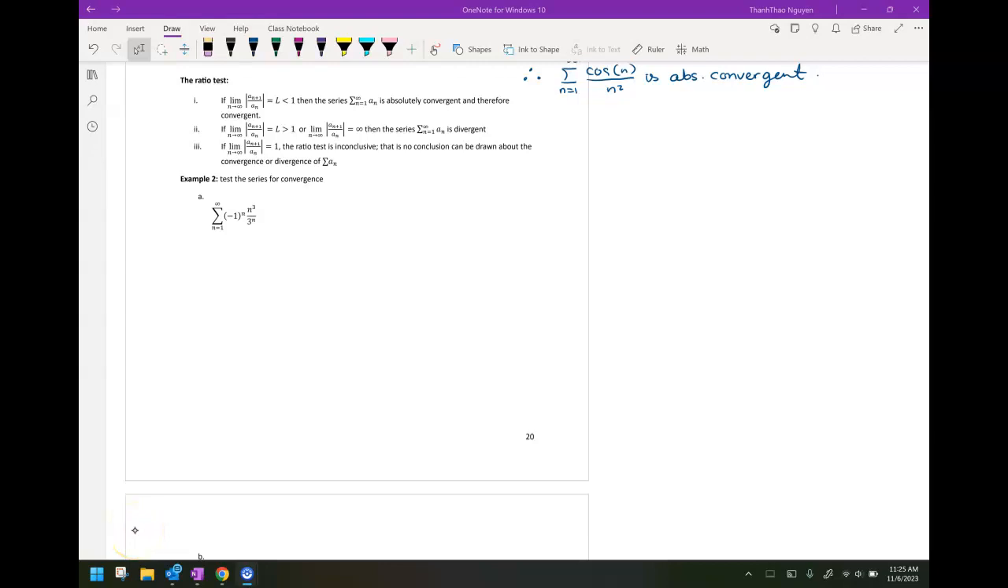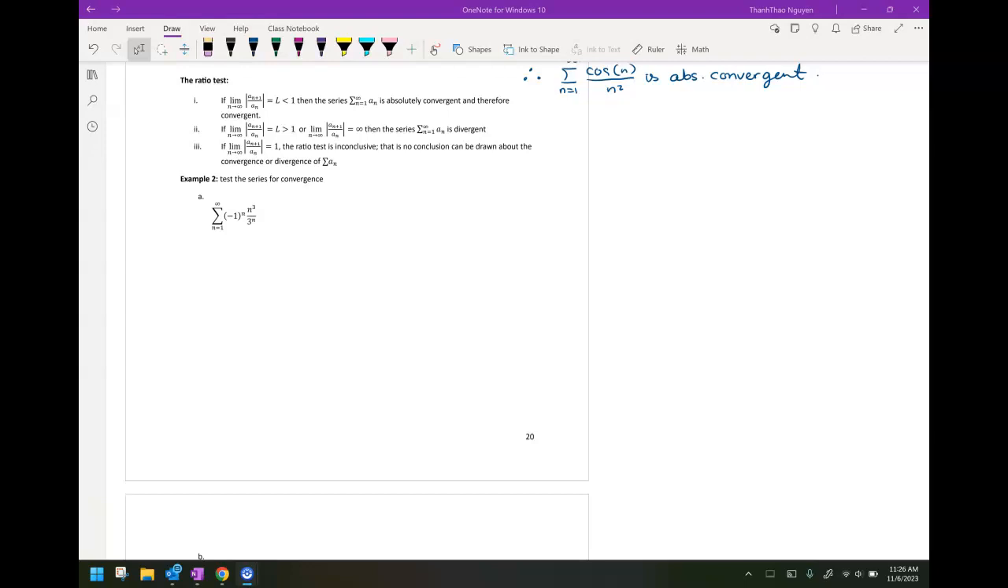The ratio test. If the limit as n approaches infinity of the absolute value of a sub n plus 1 divided by a sub n is equal to L, meaning it converges to a number, and this number is less than 1, then the series is absolutely convergent and therefore convergent.